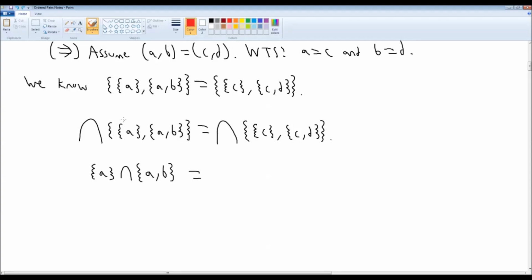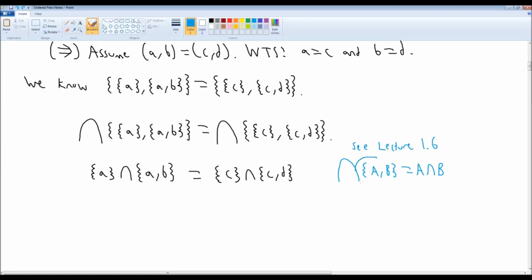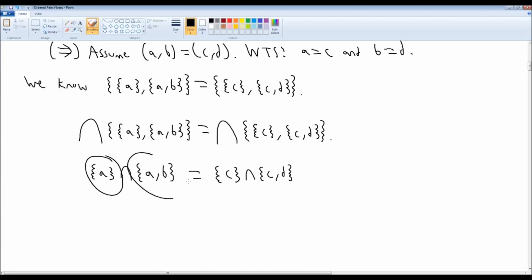The left side simplifies to this guy intersect this guy, and the right side simplifies to this guy intersect this guy. The reason for that is that in lecture 1.6, we proved a theorem which says if you take the arbitrary intersection of something that looks like this, well, it's just this guy intersect this guy. Now, whenever you take the intersection of two sets, but one of them's a subset of the other, you just get the quote-unquote smaller one.